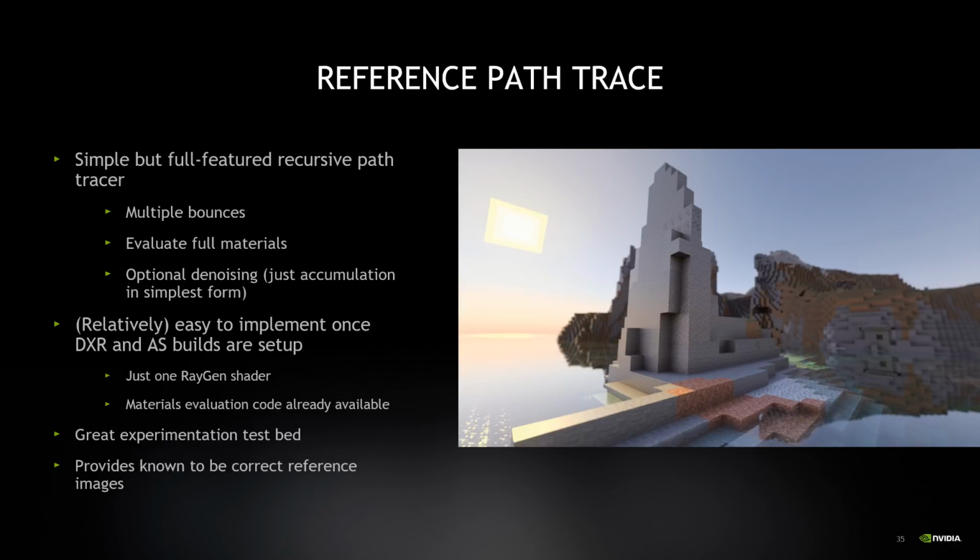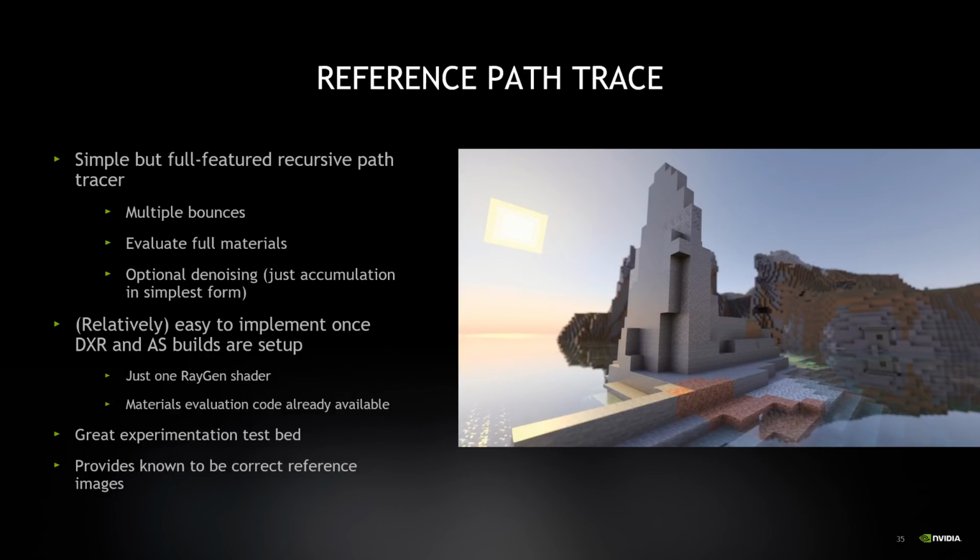It can be done in a single ray generation shader, along with some simple closest hit and miss shaders. But it should feature multiple bounces of light and evaluate full materials and lighting. This will give us a high-quality reference image that we can use for comparisons with our in-game path tracer. We use simple temporal accumulation for denoising, so it takes longer for the image to converge, but there isn't any bias introduced by spatial filters in denoising.